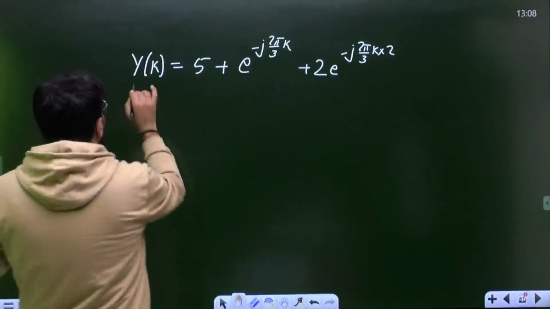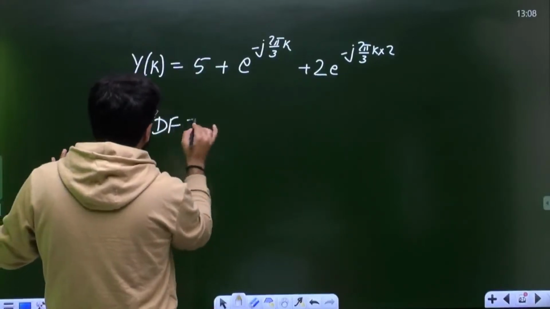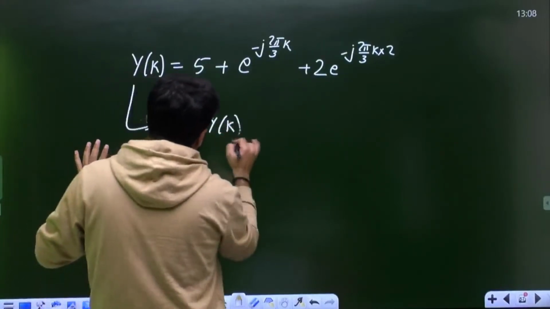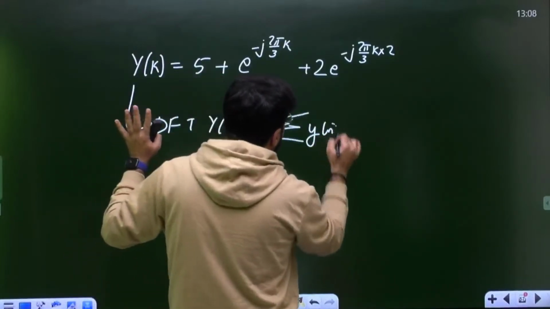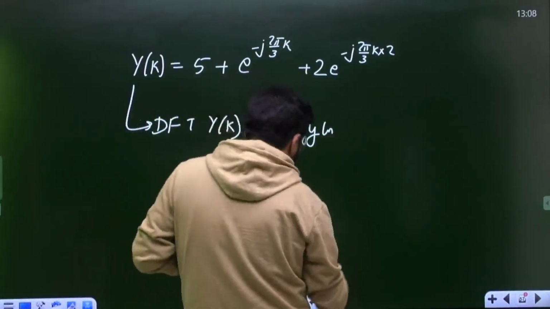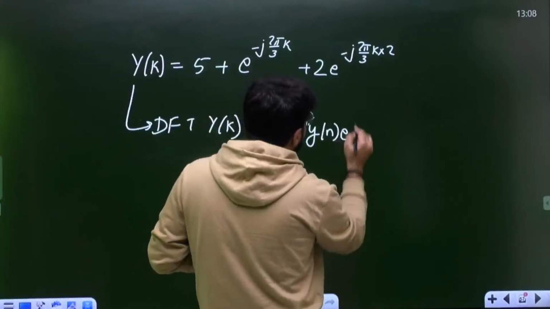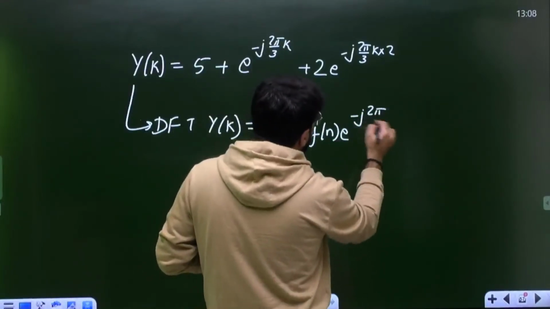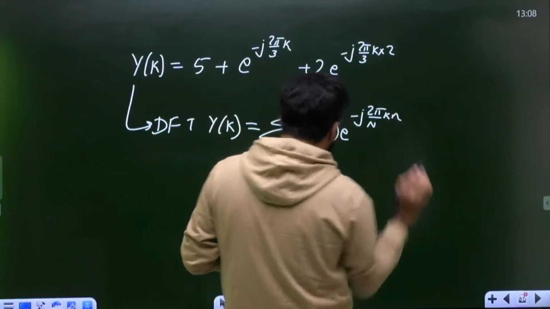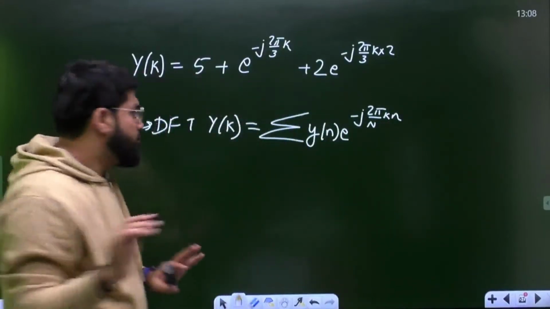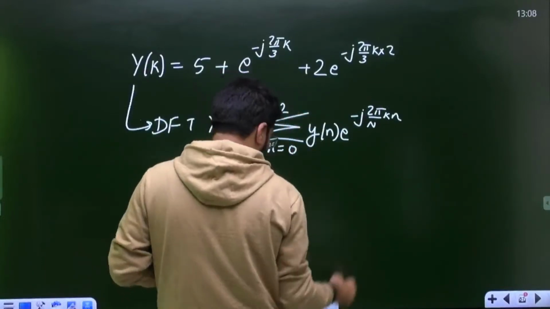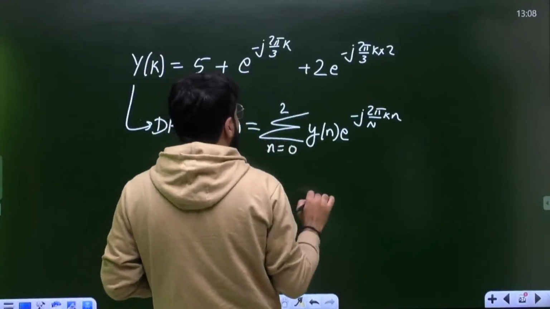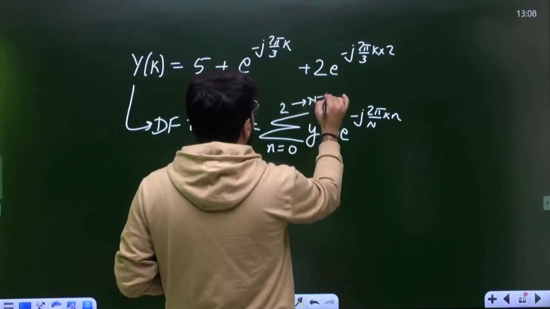Now this is the DFT, right? The DFT Y[k] is actually given by what formula? Listen to me. The summation of y[n] e raised to the power minus j 2 pi by N into kn. This is the DFT formula, for n equal to 0 to N minus 1. N minus 1 is 2 here, so 0 to 2, and N equals 3.